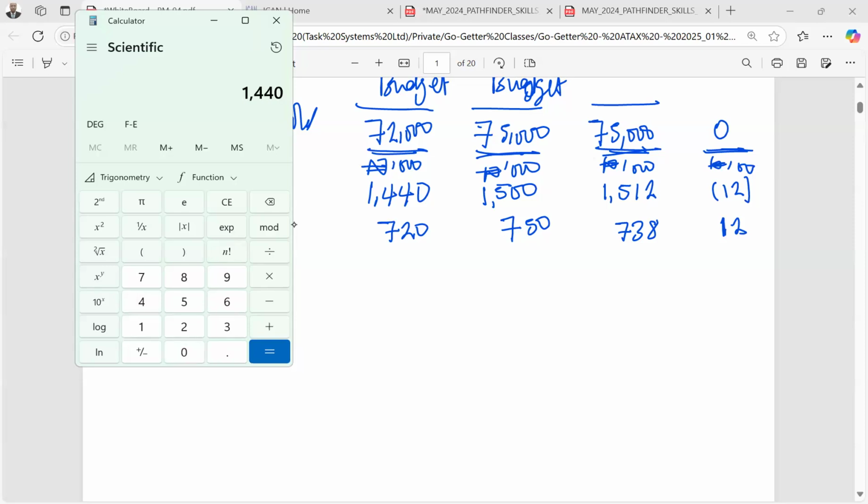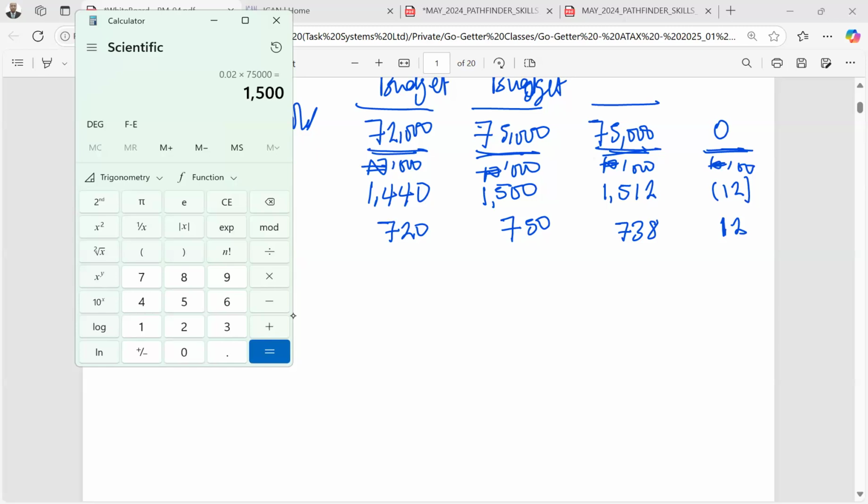1440 was done for 72,000 units. So if I divide by 72,000 units, I will get 0.02 as a value for 1 unit. Now, if I know the value for 1 unit and I want to do for 75,000 units, I'll simply multiply by 75,000 units. And that's how I got my 1500.